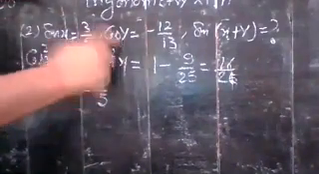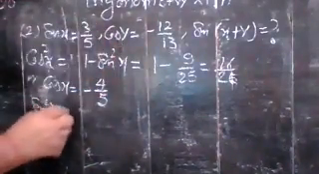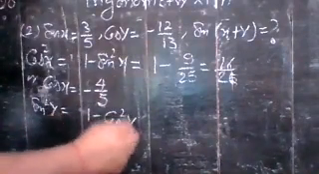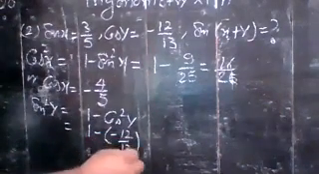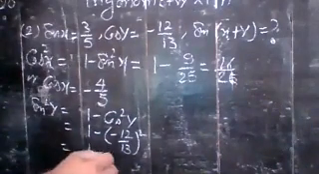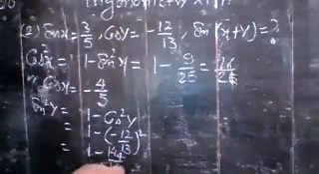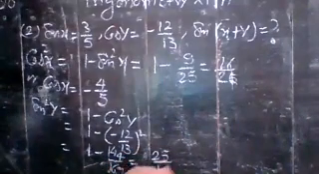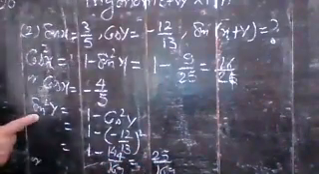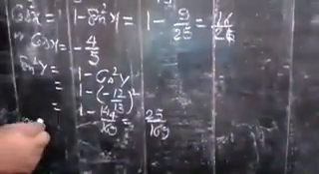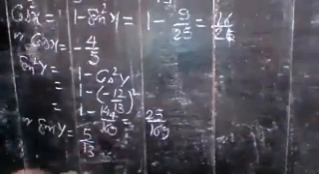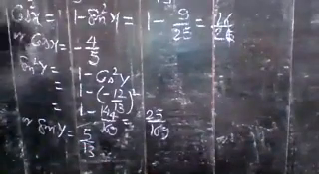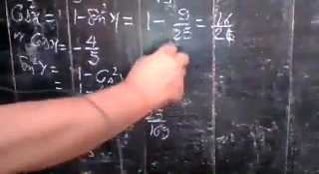Next, sine y. Sine square y is equal to 1 minus cos square y, which is 1 minus minus 12 by 13 whole square, which is 1 minus 144 upon 169, meaning 25 upon 169. Since sine is positive in the second quadrant, here you take the positive value. So sine y is equal to 5 upon 13. In this way, you have all the values of sine and cos.